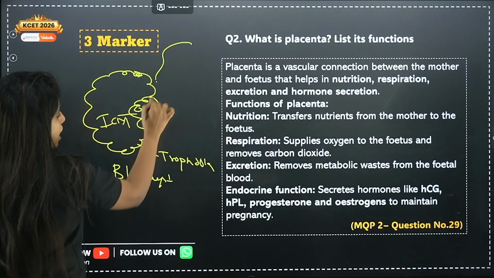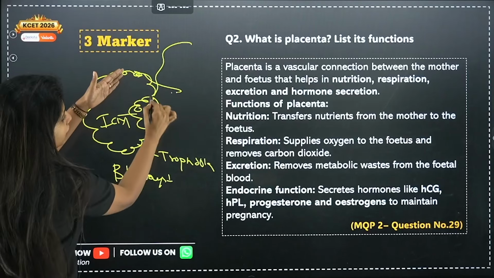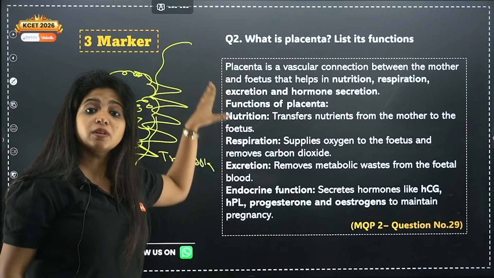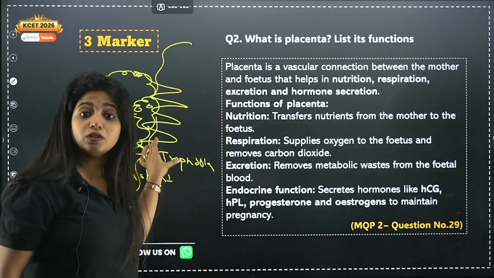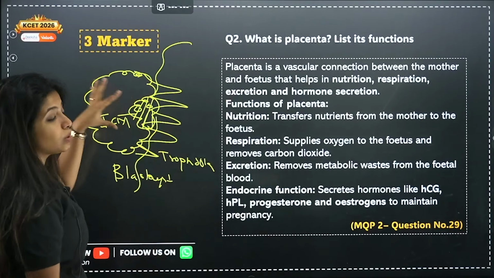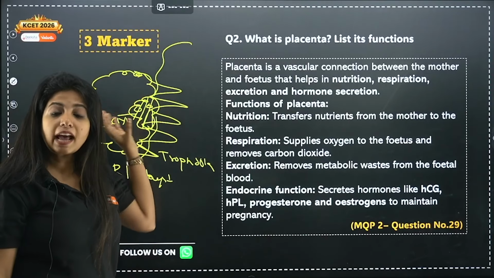So when this comes and attaches to the endometrium, it forms finger-like projections like this. You call these chorionic villi, and from the mother's side you also have some maternal tissue coming together. Now this forms what is known as the placenta. This inner cell mass is going to form the actual embryo.